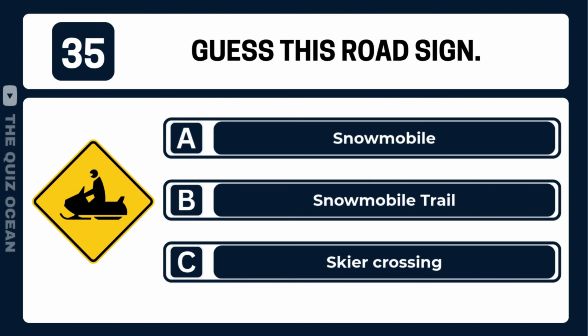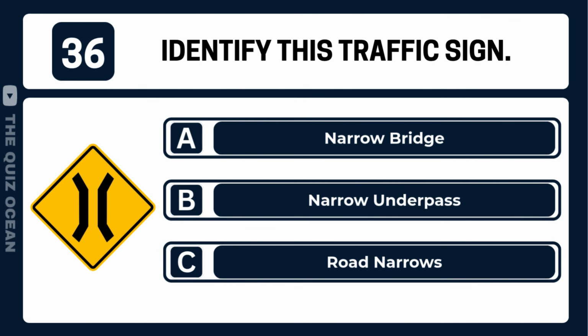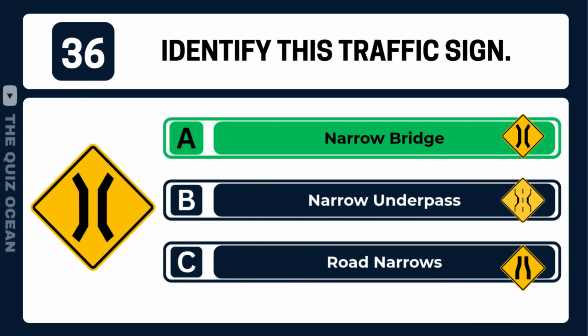Guess this road sign. You're right. This one marks a snowmobile crossing. Identify this traffic sign. Great attention. This is a narrow bridge warning.